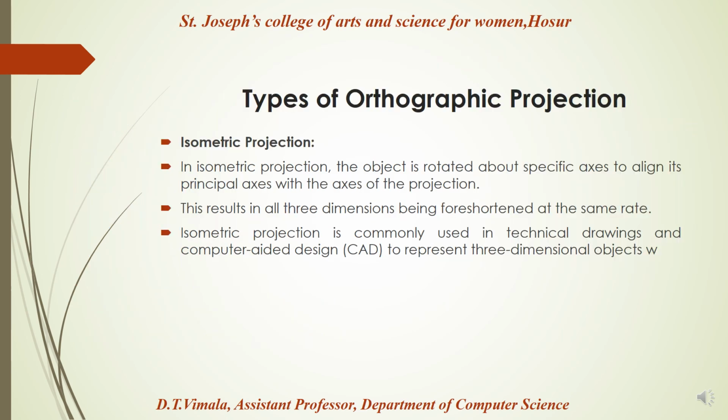First one is isometric projection. In isometric projection, the object is rotated about a specific axis to align its principal axis with the axis of the projection. This results in all three dimensions being shortened at the same rate. Isometric projection is commonly used in technical drawings and computer-aided design to represent three-dimensional objects.